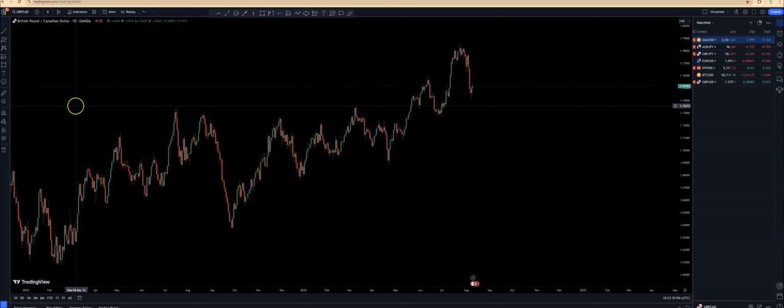So this chart is a GBPCAD pair. In fact, this particular chart that I'm about to show you is an example from one of the assignments that my students submitted, right? And I saw it and I took a snapshot and I was like, I would dwell more on this chart so folks can see how simple these concepts can be.